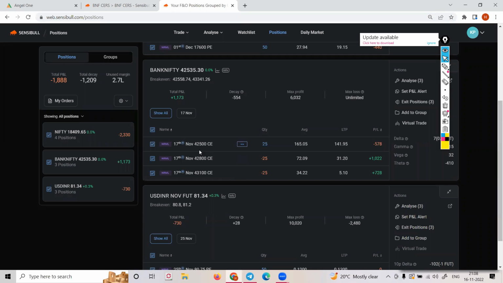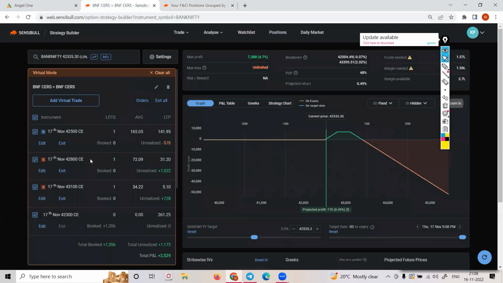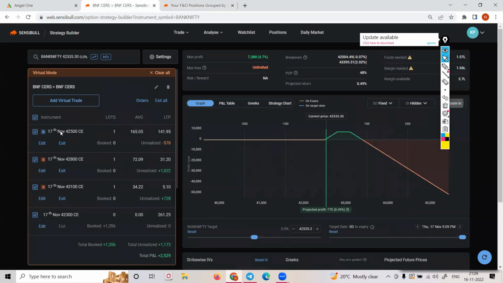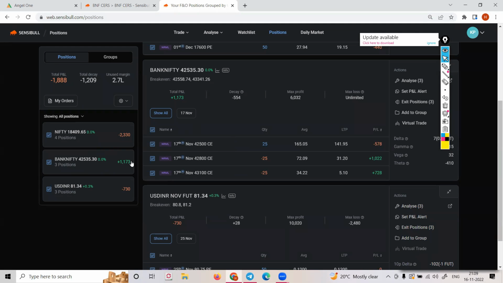So what you have to do is save them to virtual trade, the way we do it in Opstra. Again, this was not my original trade. In the original trade I had already exited this leg, 42,300, yesterday. That's the reason you do not see 42,300 and instead you see 42,500. All three active legs will be shown in your positions. Your overall strategy was a 4-leg strategy, but now it is showing 3 legs.